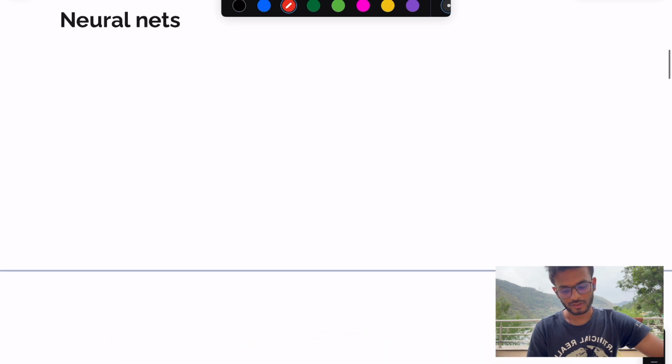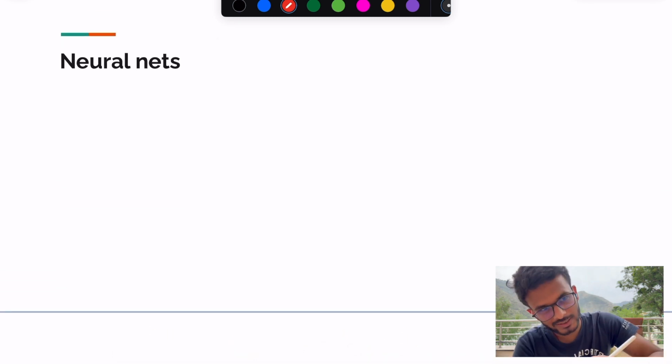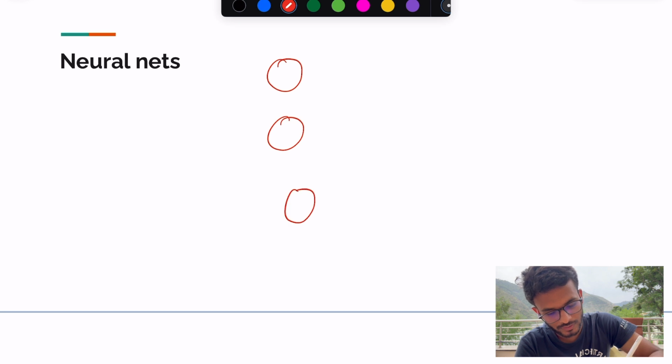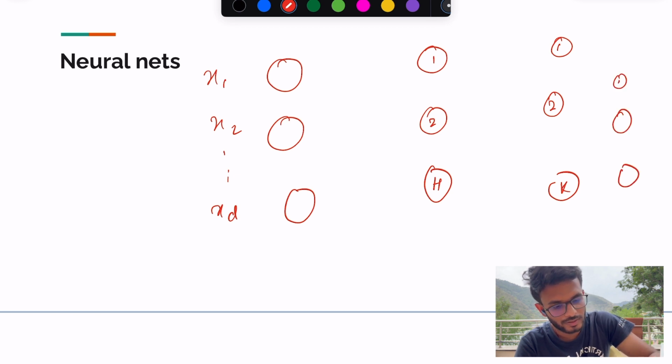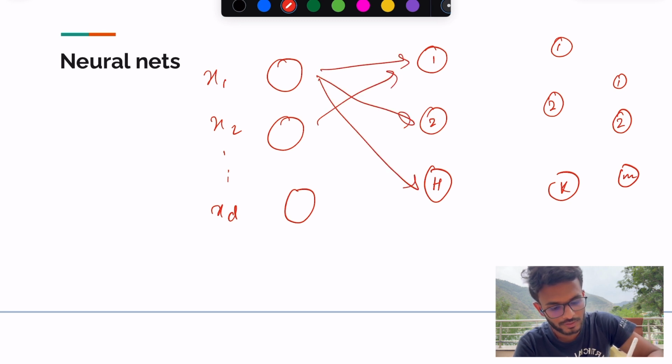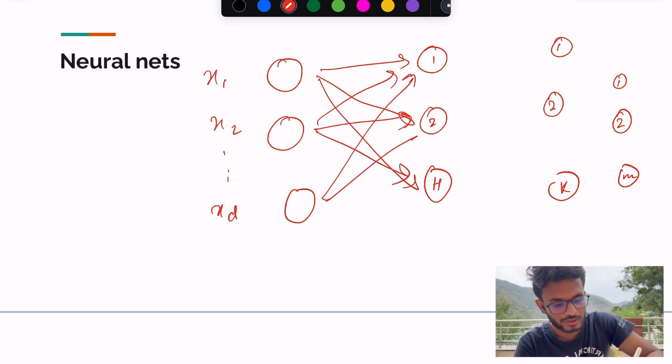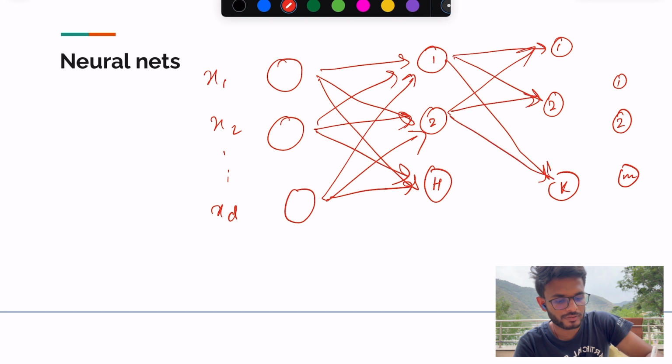So what was the need for this? Before going into the need, let's understand a basic neural network architecture. You have x1, x2 up to xd, and then the next layer, let's say these are 1, 2 up to h number of neurons, then again a next layer, these are again 1, 2 up to, let's say, k number of neurons, and then your final output layer, this is 1, 2, up to, let's say, m number of neurons. Each of these neurons is connected with every neuron in the next layer. This is why it's called a fully connected neural network. So this is your typical architecture.